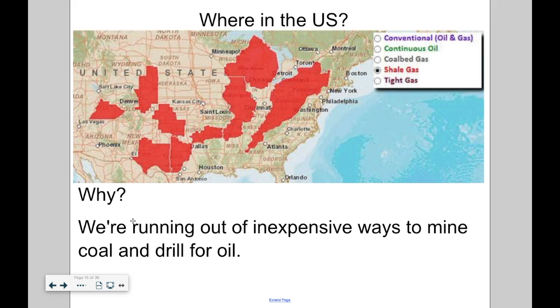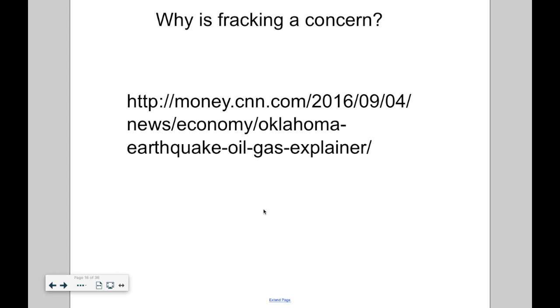We want people to be able to have heat during the winter, but at the same time, we want to be stewards of our environment and help to prevent people from being affected by earthquakes that they don't need to have. If you want to read more about this, why fracking is a concern, you can go to this article from CNN that talks a little bit about the earthquakes in Oklahoma due to the oil and gas industry.